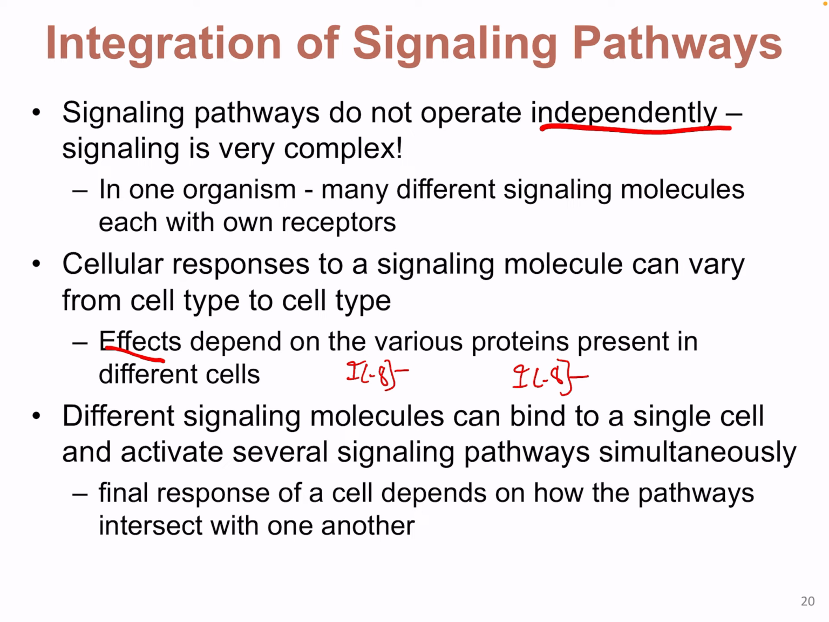Different signaling molecules can bind to a single cell and activate several signaling pathways simultaneously. The final response of a cell depends on how the pathways intersect with one another. And as we'll see in a neuroscience course, they can work in a summation way. There are multiple receptors, and they have a balance. If one receptor is bound more than another, based on two different molecules, whichever one wins gets the response.